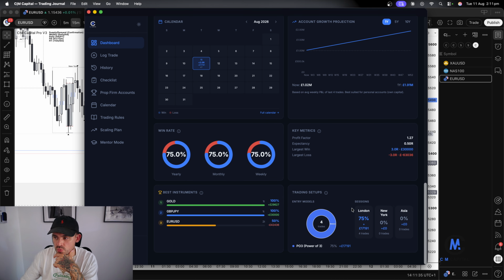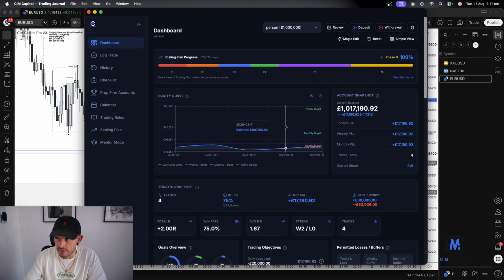And the same as sessions, with all of our sessions, trades have been in London. So we've gone through the dashboard so far.